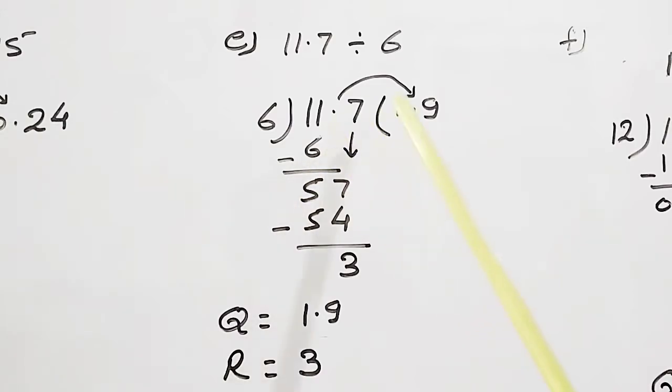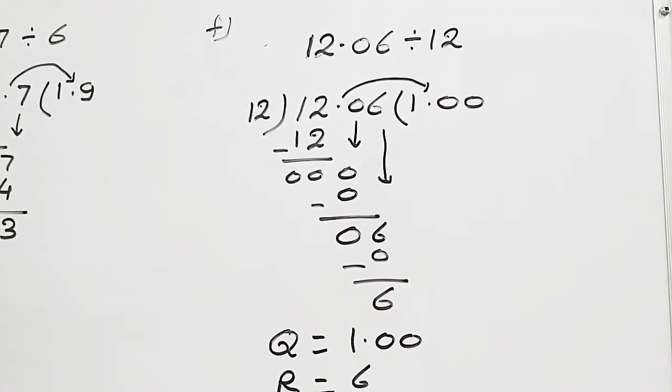Shift the decimal to the quotient. Then write the next digit 7 down. It is 57. Now 57 is bigger than 6. If we take 6 nine times, it gives 54. 6 nines are 54. Subtract 54 from 57. It is 3. So the quotient is 1.9 and the remainder is 3. Question number F.